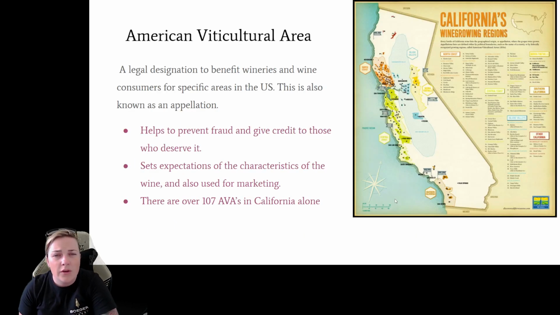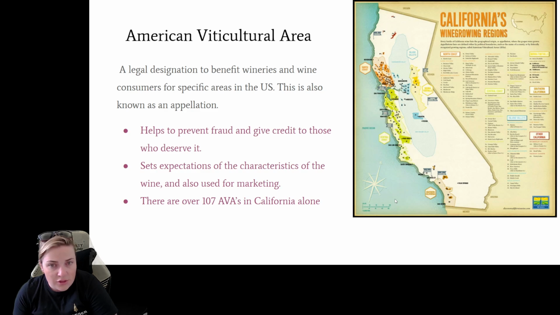Okay, so American viticultural area. This is a very important vocabulary word to know. This is also known as AVA, so that's the acronym for it, American Viticultural Area, AVA. This is a legal designation to benefit the wineries and wine consumers for specific areas in the U.S. It's also known as an appellation.